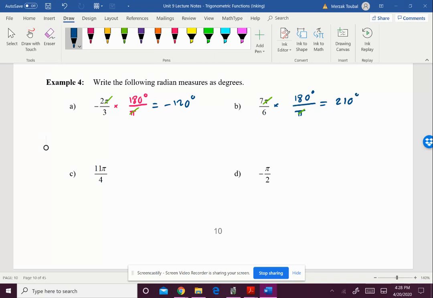Let's do example C. Same thing, we multiply by 180 divided by pi radian. Cross out the pi's. What's left? So 11 times 180 divided by 4. That's 495 degrees.